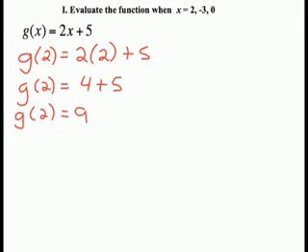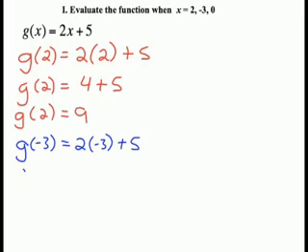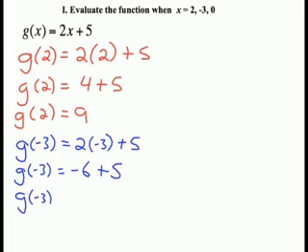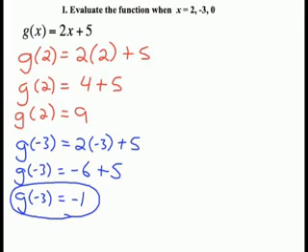Now we must evaluate when x equals -3. So we write g of -3 equals 2 times -3 plus 5. Again, we are substituting -3 in for x. So 2 times -3 is -6. -6 plus 5 is -1. So g of -3 equals -1.